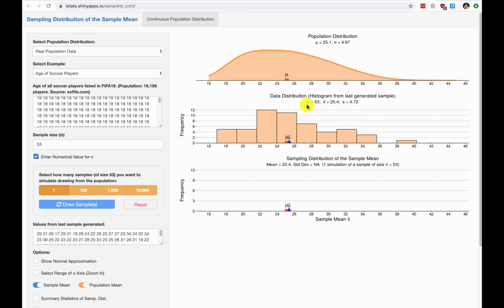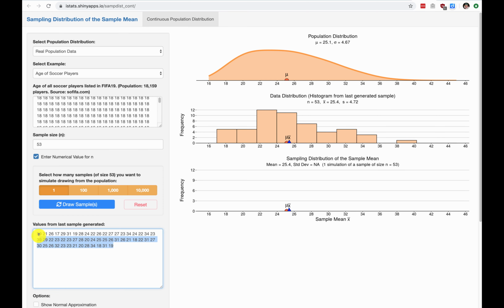And then up at the top, it'll give you the sample size, the sample mean, and then the sample standard deviation. So again, all going back to that one group of 53 people. And below the box where we chose how many samples to take, it gives you the values from the last sample generated. So if we take lots of samples, it's only going to be the last sample. So here's our data set. You could easily copy those out and then put it into a spreadsheet if you wanted to.